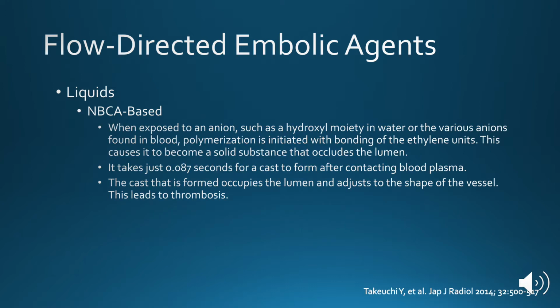When exposed to an anion, such as water or the various anions found in blood, polymerization is initiated with bonding of the ethylene units. This causes it to become a solid substance that occludes the lumen, and it takes just 0.087 seconds for a cast to form after NBCA contacts blood plasma. The cast that's formed occupies the lumen and adjusts to the shape of the vessel. This leads to thrombosis.